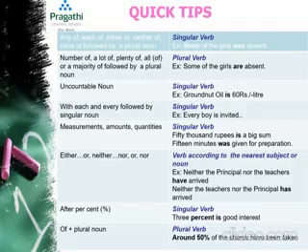With each and every followed by singular noun. Whenever in the sentence you see each and every, it will have a singular noun. So certainly singular verb. Everybody is invited. Each one of you is invited to my party. Next, whenever there are measurements, amounts, quantities, we will always have a singular verb. 50,000 rupees is a big sum. 15 minutes was given for preparation.